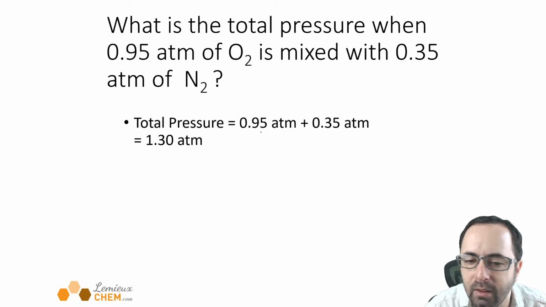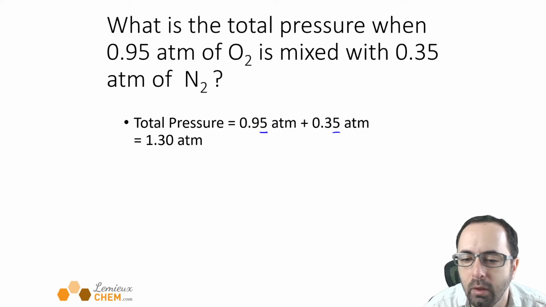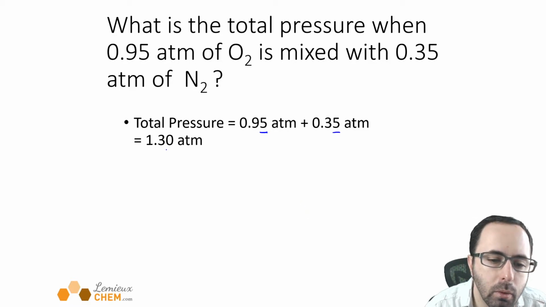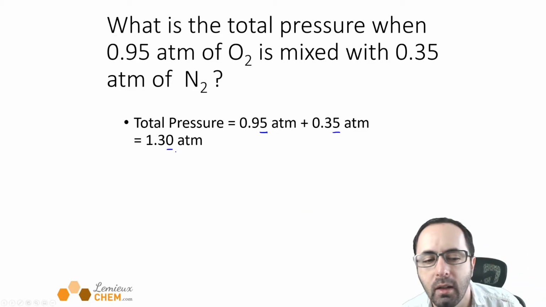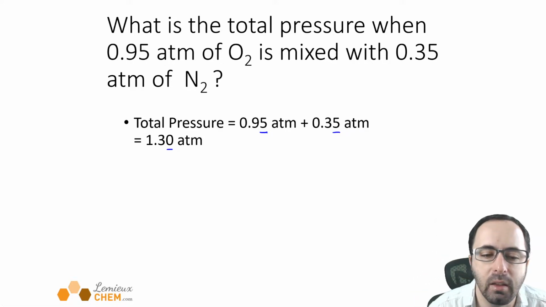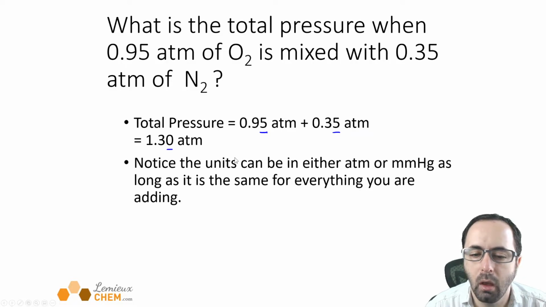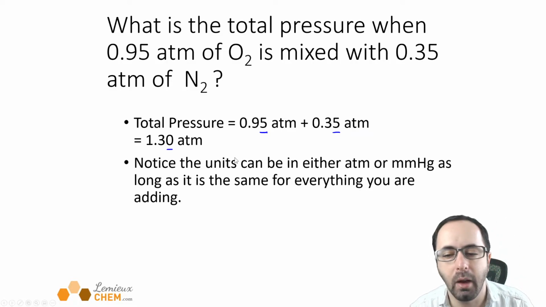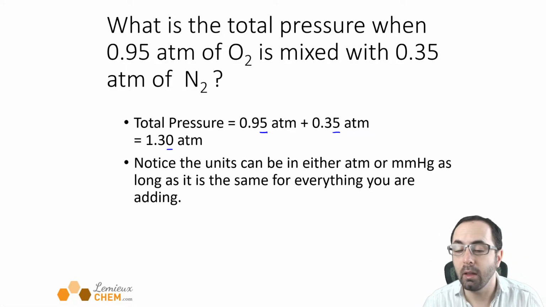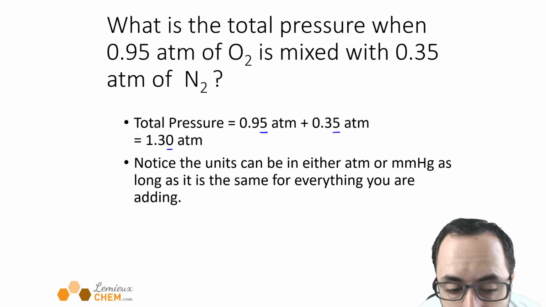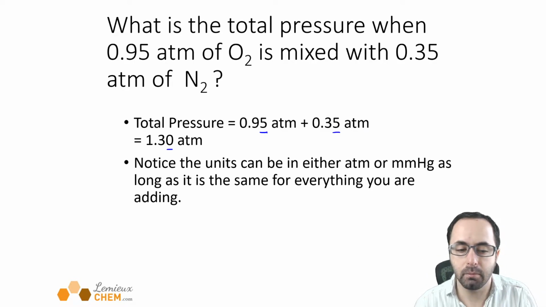We're adding, so we look at the place value. These are both at the second place after the decimal, so we make sure that we include this 0 to indicate that our last sig fig is 2 after the decimal. So notice that the units here can be either atmospheres or millimeters mercury or any other type of unit. As long as they're the same, we can add them together.